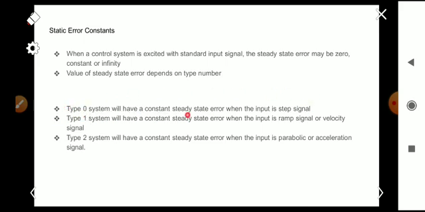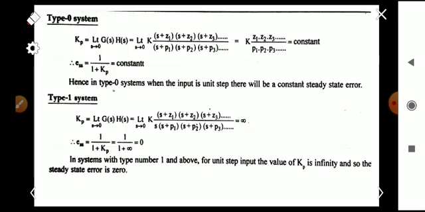That is, a type 0 system will have a constant steady state error when the input is a unit step signal. So we can check what will happen for a type 1 system if we apply a unit step. For a type 0 system, the steady state error will be a constant. Instead of a type 0 system, if we take a type 1 system and apply this unit step signal, what will happen here? So we are considering a type 1 system here, that is, Kp is equal to limit s tends to 0 of G of s into H of s. So G of s into H of s we are writing as a type 1 system. Here you can see there is a pole at the origin, so it is type 1.